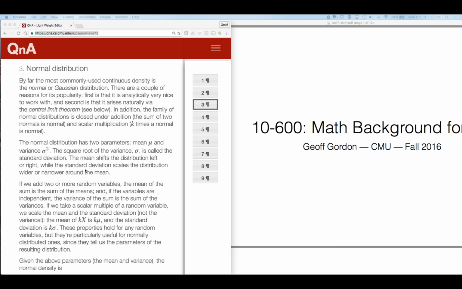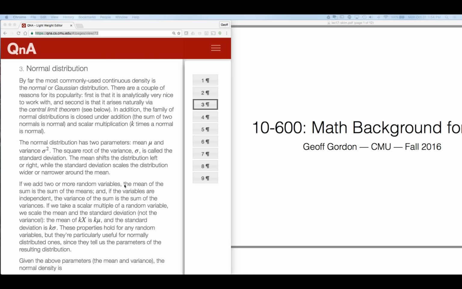So what do I mean by closed? That means that if you take normal distributions and you add them together or multiply them by a scalar, the result is going to still be a normal distribution. That's pretty convenient when you're trying to work with distributions, because you don't have to deal with a huge variety of different families of distributions. You can just start off with normal distributions, add them together and scalar multiply them, and you stay within the family of normals. All right, so that's why normal is popular.